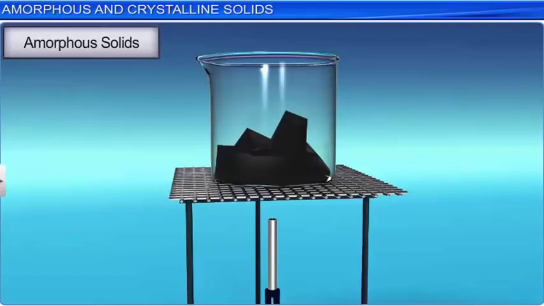Amorphous solids do not have sharp melting points. These soften over a range of temperature and can be molded and blown into various shapes. These solids behave as crystalline at a certain temperature. These are considered pseudosolids or supercooled liquids.